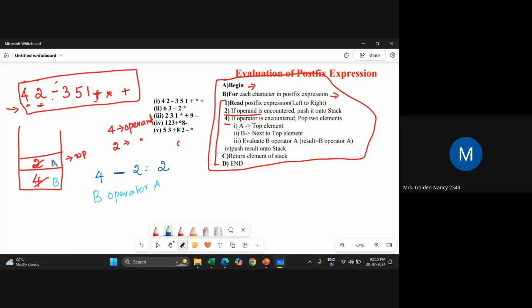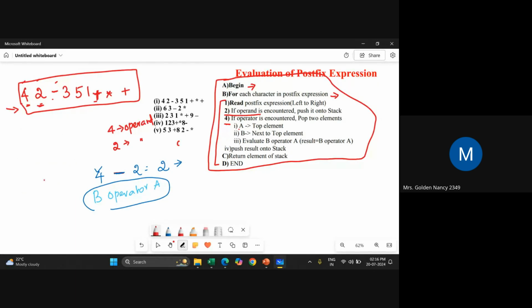We have popped two elements and evaluated them in a way that it should be B operator A. The top element is A, the next to the top is B. So this is B and this is A, and I have evaluated 4 minus 2. If you evaluate in this way, you will get the right answer, or else you will get a wrong answer. So I have popped it, and I'll delete these two elements.